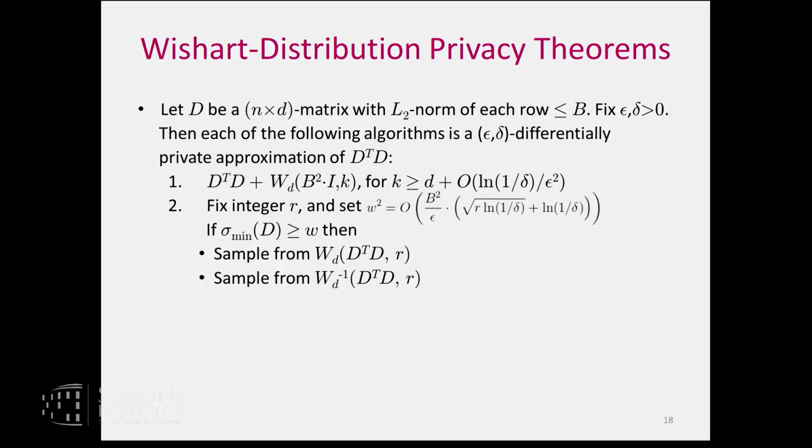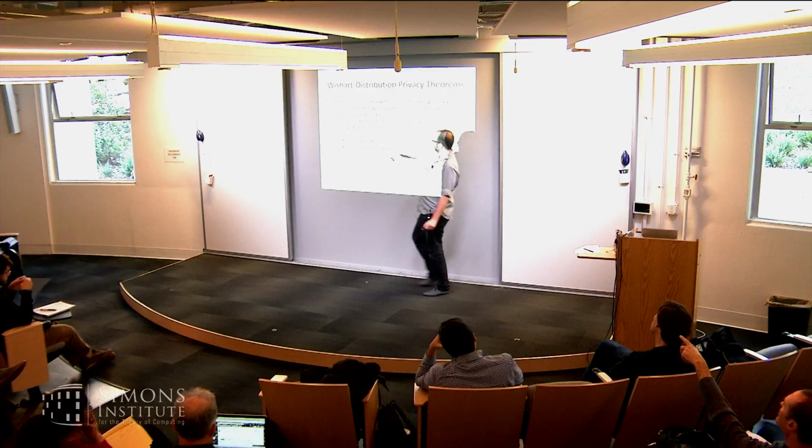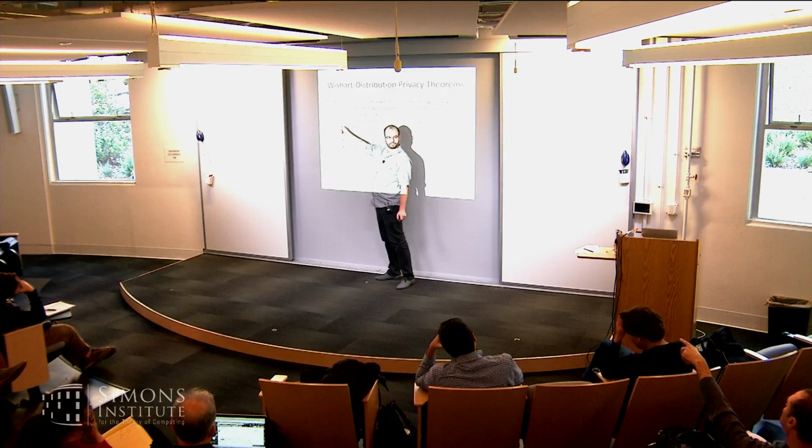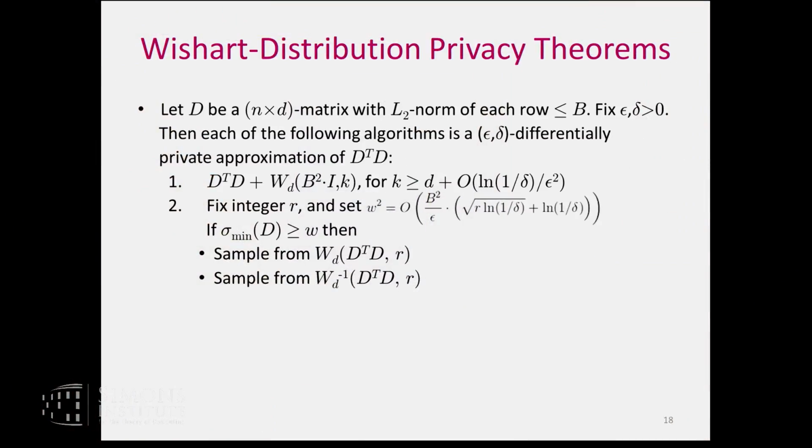So this always works, and this only works if the input is nice. What's the difference? In one, you take the actual output of your query and add to it random noise, a sample from this distribution. This is the additive random noise, right? You take the output of your query and add to it random noise.